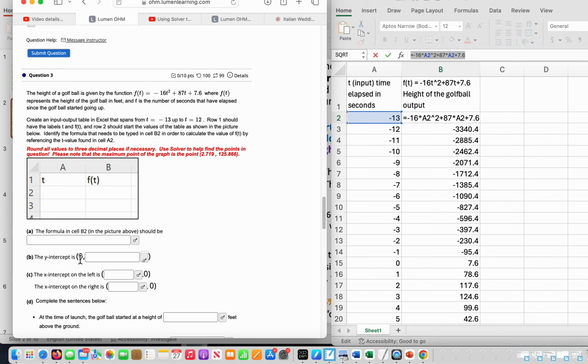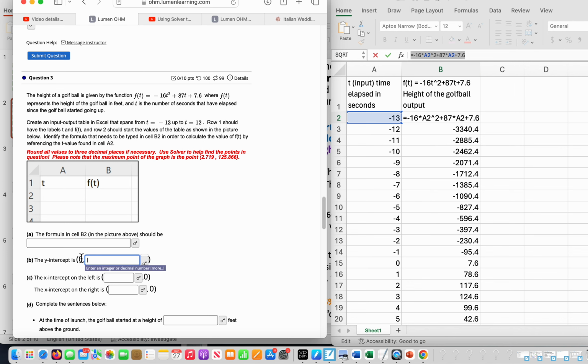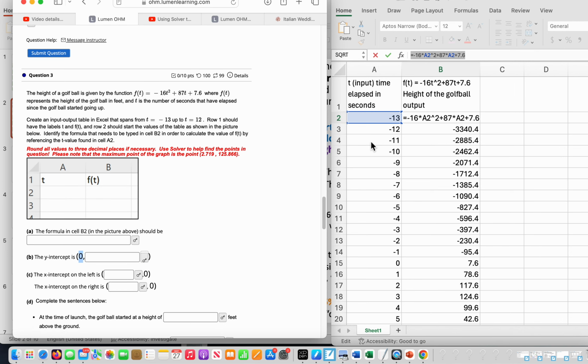So then part B says the y-intercept is 0, blank. Whenever we have an ordered pair, the first entry is our input. The second one is our output. The y-intercept always happens where our x value is equal to 0. So all this wants us to do is to find what is my y value when my x value is 0.